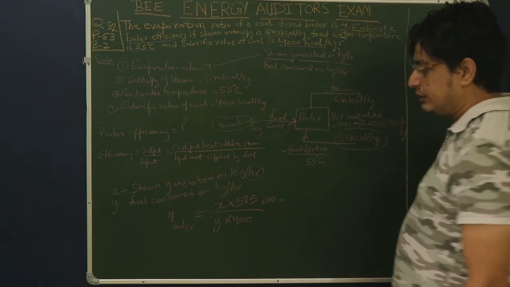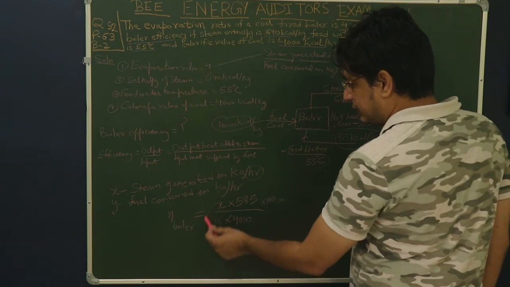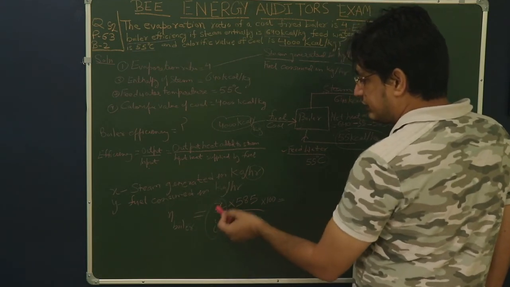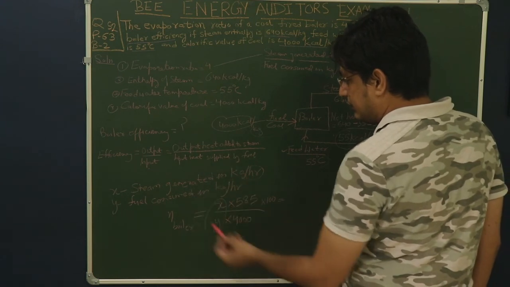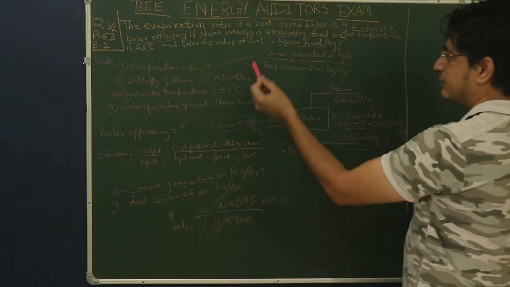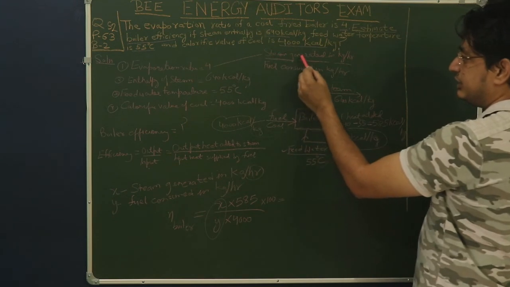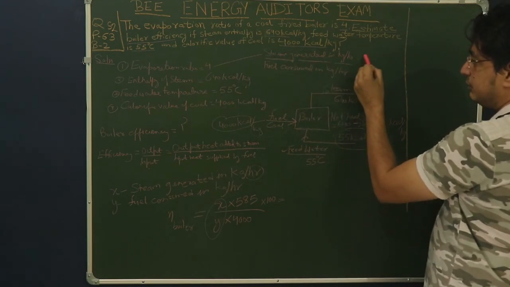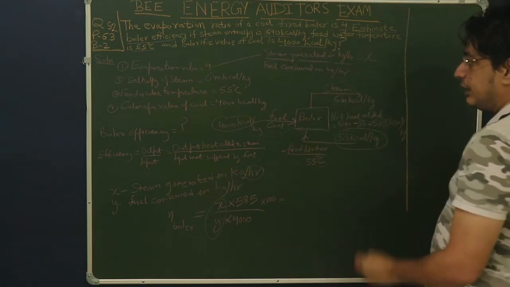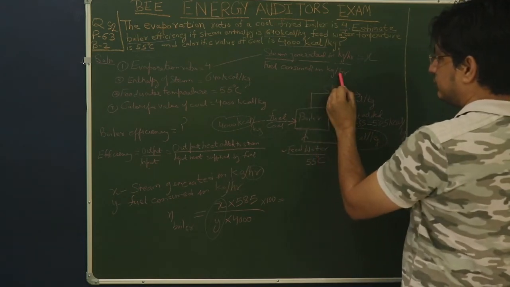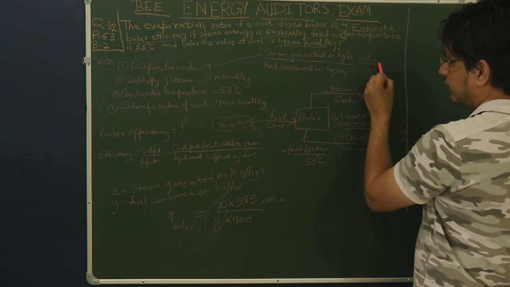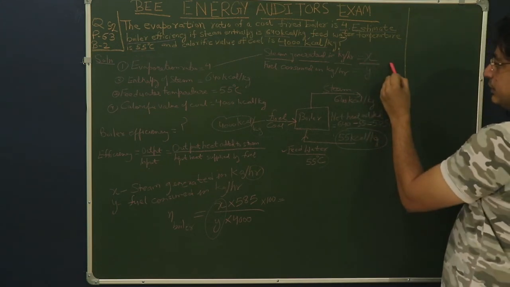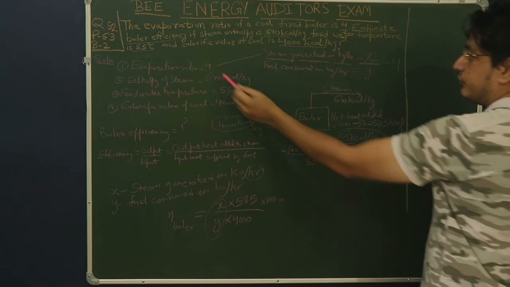Now if you see, for calculation of efficiency you need to get the value of X upon Y. So what is X? Steam generated in kg per hour. So if you can see here, evaporation ratio, what is this? Steam generated in kg per hour. This is nothing but X, what we have assumed, and fuel consumed in kg per hour, this is nothing but Y we have assumed. So I can say the value of X upon Y will be 4 from here.